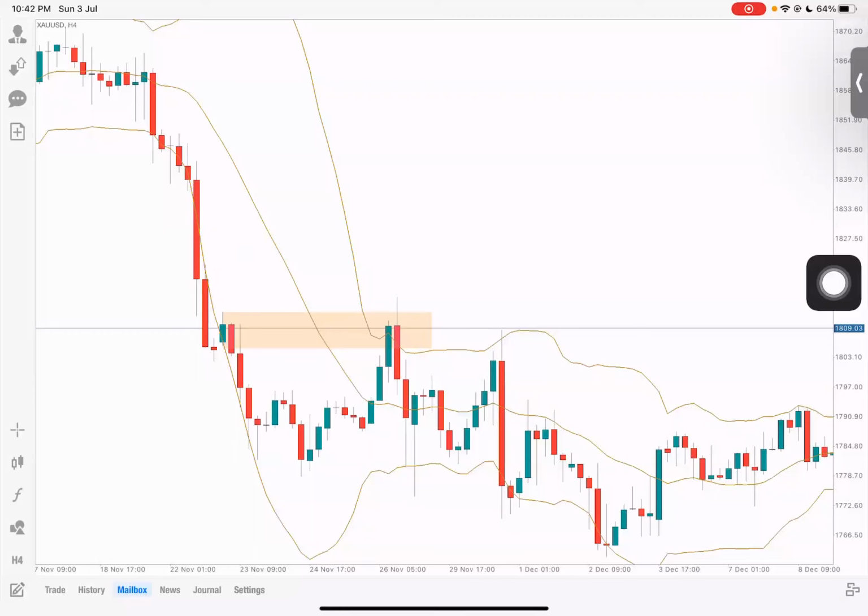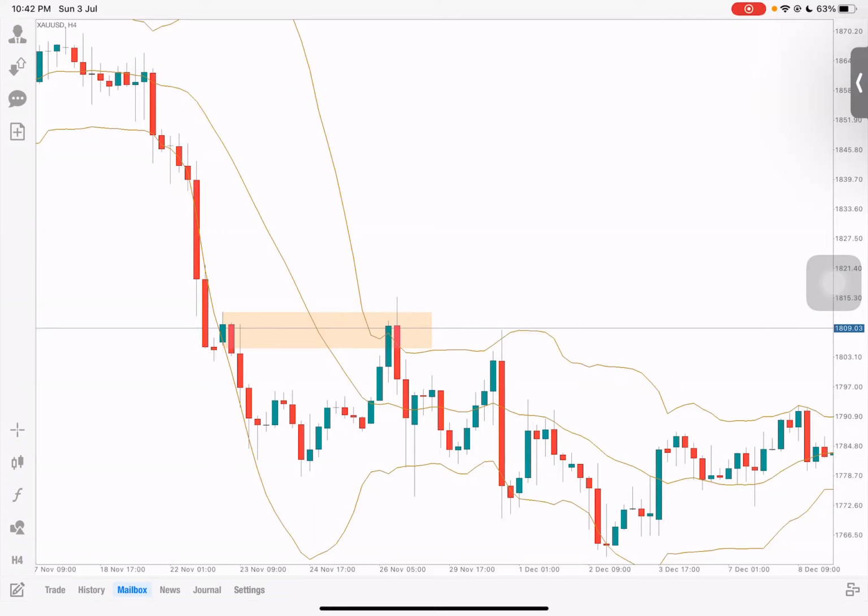So sometimes price will follow BB, but sometimes price will not follow BB. Understand? Okay, so if you want to use BB, you also can. If you don't want to use BB, you also can. It's up to you. If you want to use BB, it should be fine, no problem.